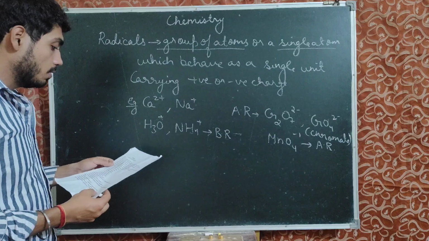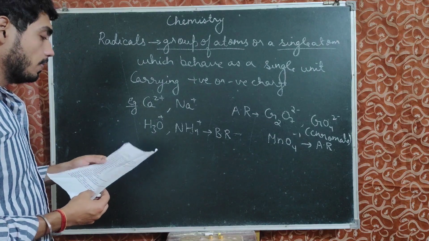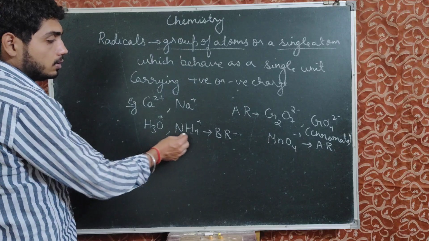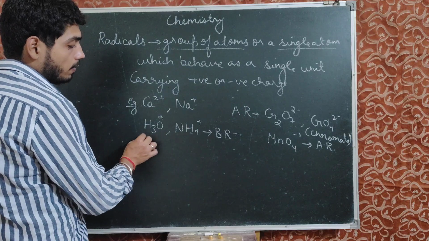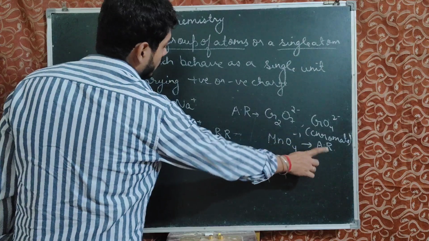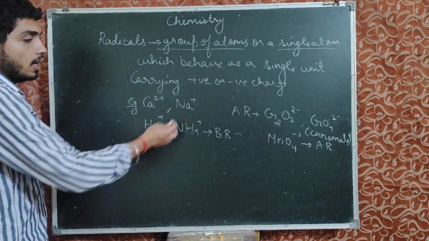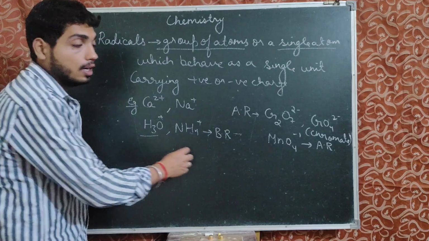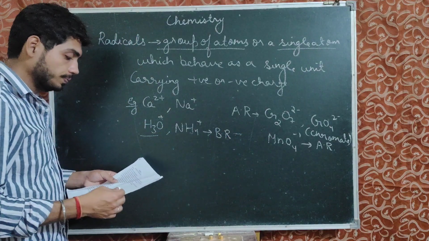So next is, differentiate between acid and basic radicals. So here is the formula. A group of atoms which carry a positive charge are known as basic radicals, and a group of atoms which carry a negative charge are known as acid radicals. You can write this in the differentiation form. Left basic radical, right acidic radical, and that's it.